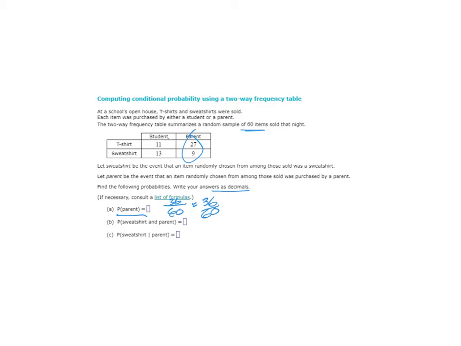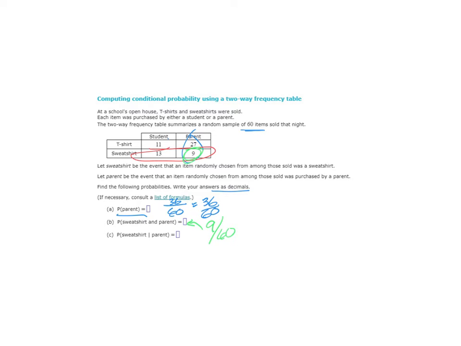The next one is, what's the probability of a sweatshirt and a parent? So here are the parents in blue, here are the sweatshirts in red. So where do they overlap? Boom, this 9 right here. So there's a 9 out of 60 chance of it being a parent and a sweatshirt being sold, or a sweatshirt sold to a parent.